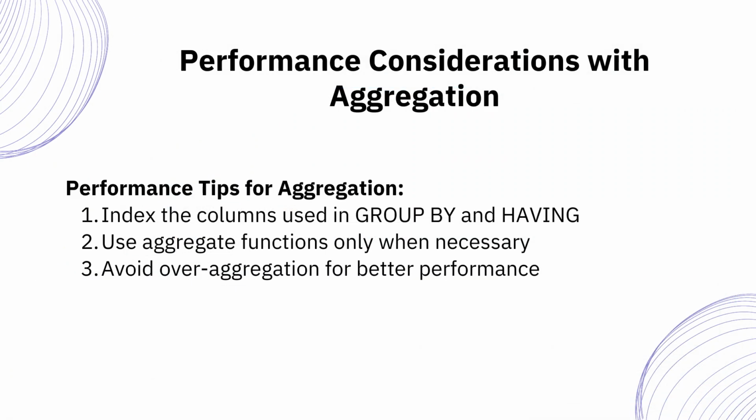While aggregation is powerful, it can sometimes slow down performance, especially when working with large datasets. It's important to ensure your queries are optimized. Indexing the columns involved in GROUP BY or HAVING can significantly improve query performance. Additionally, avoid unnecessary aggregation when you only need raw data.